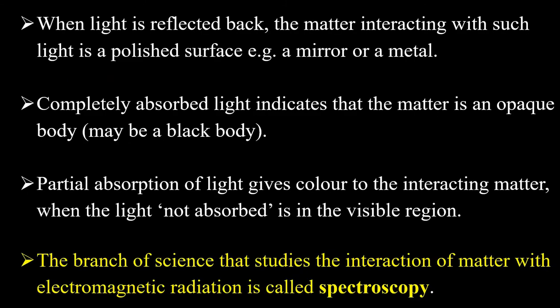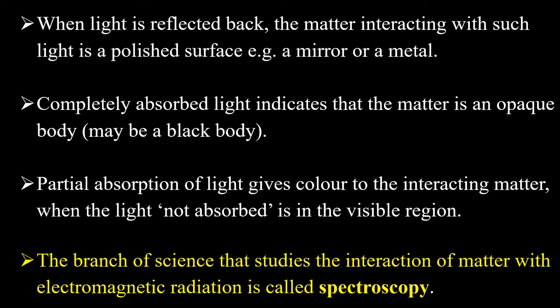When light is reflected back, the matter interacting with such light has a polished surface, for example a mirror or a metal. On that particular shiny surface, light is reflected. Completely absorbed light indicates that the matter is an opaque body. It may be a black body, and therefore the light is absorbed by that particular matter.